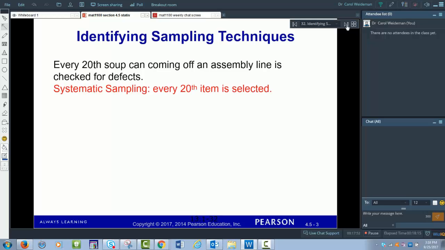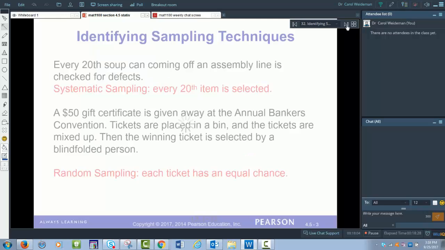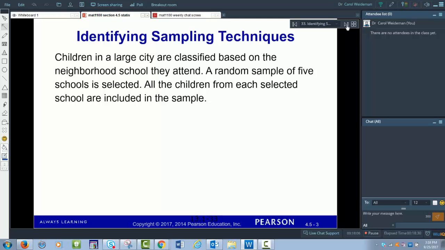And then let's just finish up with some sampling technique questions. Every 20th can coming off an assembly line is checked for defects. What kind of sampling is this? Systematic. A $50 gift certificate is given away at the annual bankers convention. The tickets are placed in a bin and mixed up, and then one ticket is drawn. This is a simple random sample. Every ticket is equally likely to be selected.